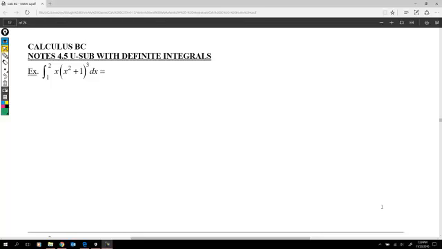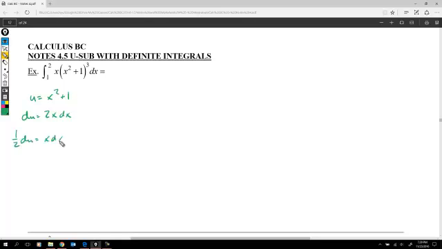Hey everyone, we already learned how to do u sub with indefinite integrals, and now we're going to learn how to do it with definite integrals. It only adds one extra step. Same process here: I see x squared plus 1 is being cubed, so that's a good candidate for u. Now I take the derivative, and I don't have 2x dx, I just have x dx, so I'm going to divide both sides by 2.